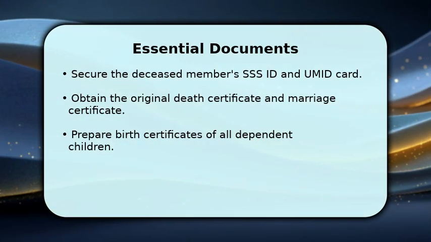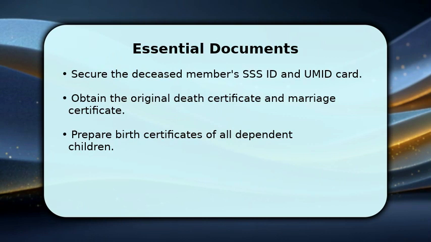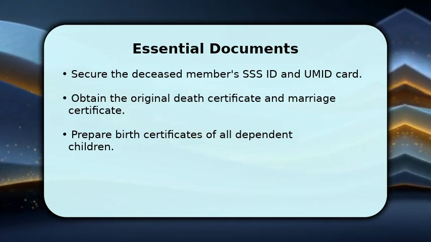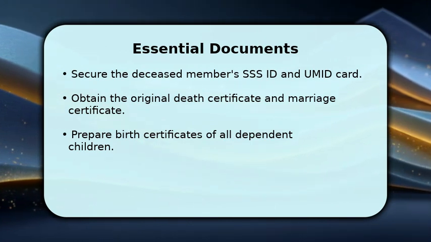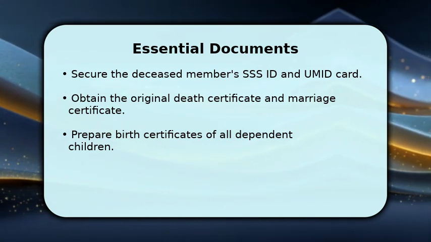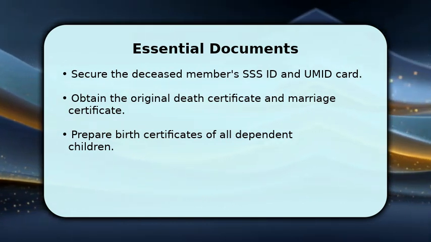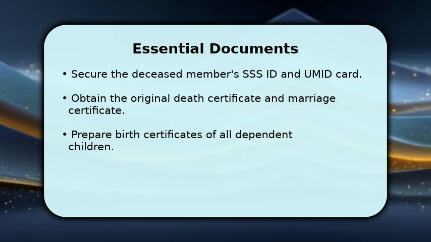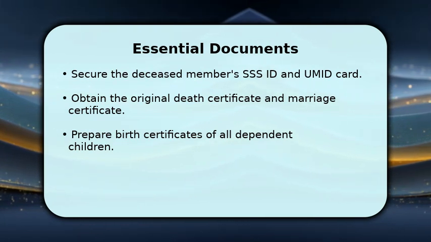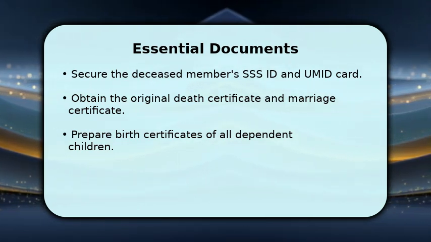To ensure a successful claim, you'll need several key documents. Make sure to secure the deceased member's SSS ID and UMID card. You'll also need the original death certificate and, if applicable, the marriage certificate. For dependent children, prepare their original birth certificates. Having these documents ready will significantly speed up the processing time for your death claim.